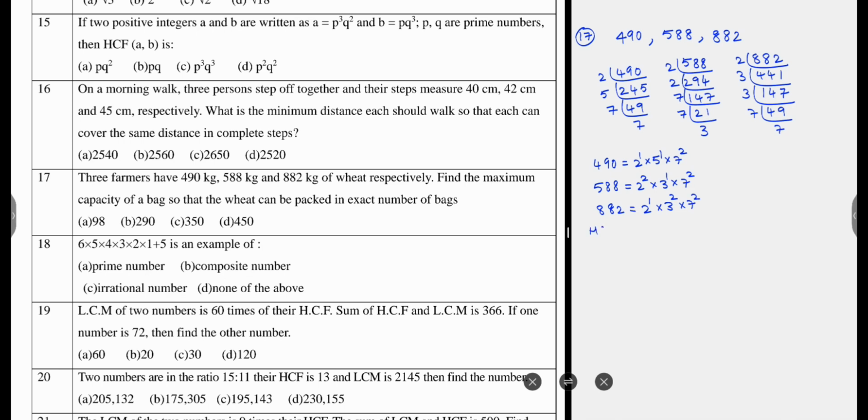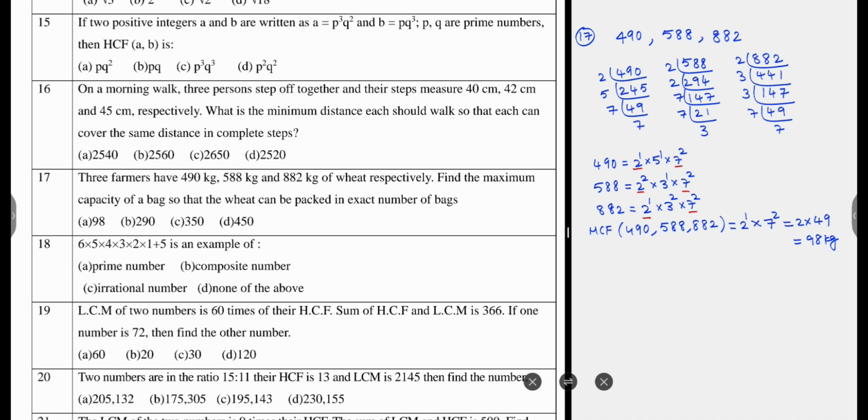We want the HCF of these three: 490, 588, 882. What we have to select? Only the common factors in all the three. We have 2 in all the three, 3 is not there in all the three, and 5 is not there in all the three, but 7 is there in all the three. So 2 and 7 are common factors, and their lowest powers: lowest power of 2 is 1 and lowest power of 7 is 2. So it is 2 into 49, which is 98 kg.